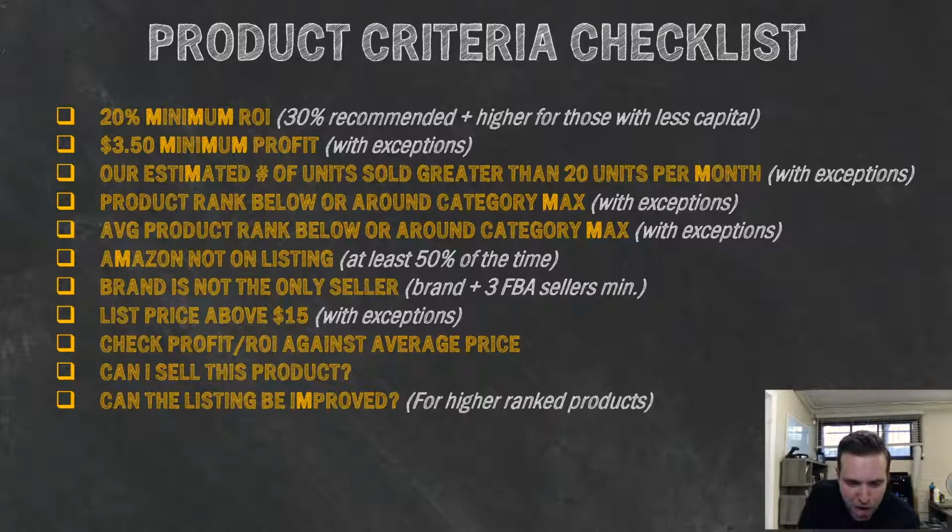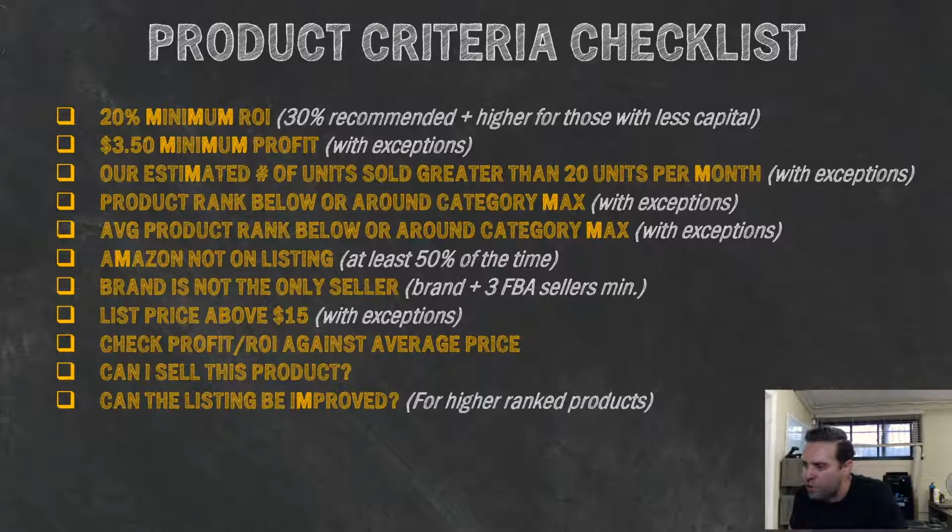Some of my best products have been products that were ranked 100,000, 150,000, but I had reason to believe that I can tweak the listings, get them selling, get them optimized, and turn them into really good listings where I'm one of the only sellers on. So that's something that we always want to check. Can the listing be improved?